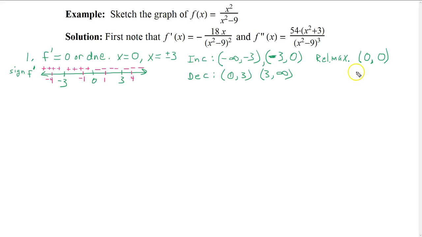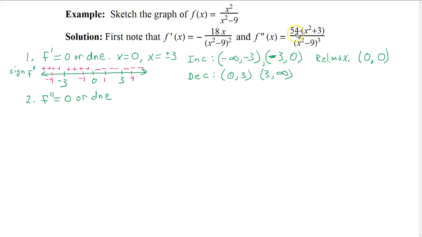Now let's identify where our function is concave up and down. So the second thing, we need to look at the second derivative now, the sign of the second derivative. Let's notice where our second derivative is 0 or does not exist.